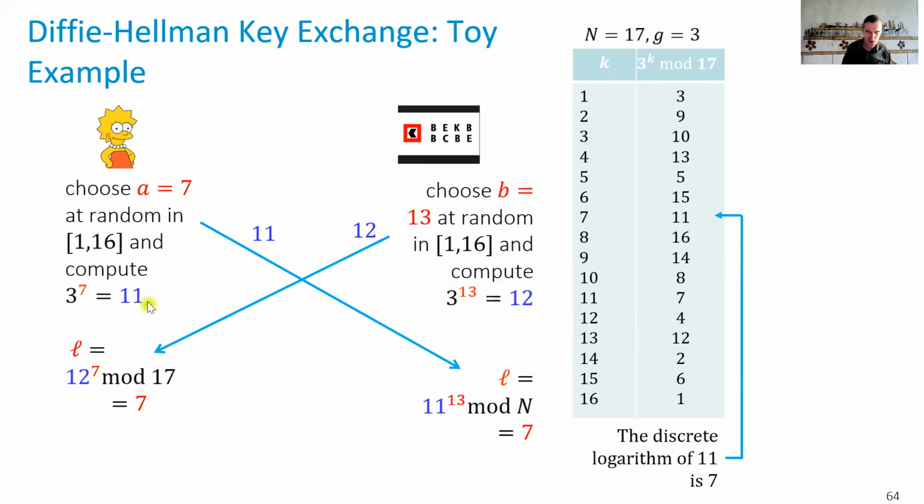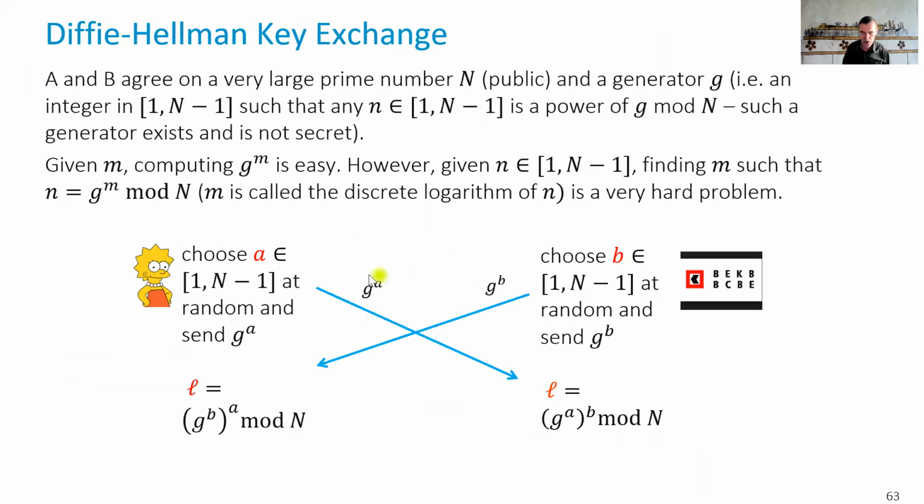And then what they do is they take the received number and they put it to the power of their secret number. So Lisa has chosen 7, has computed 3 to the power 7, has received 3 to the power 13. What Lisa will do is compute the received value to the power 7 here. The bank will do the same. The bank will receive 11 and will put it to the power 13 here. So of course they do different computations, but if we look at the theory, Lisa has sent G to the power A, has received G to the power B.